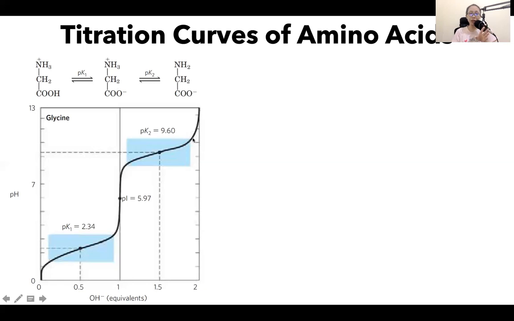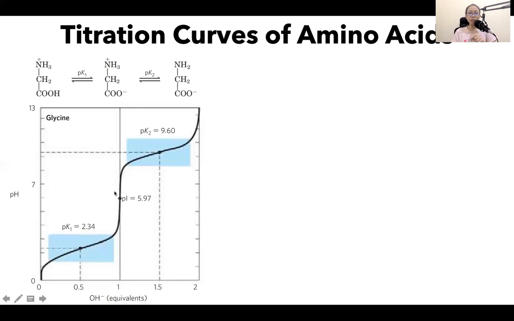As we see here, the graph is supposed to show the inflection point, but the second equivalence point occurs at a very, very high pH, such that it is impossible to measure with a pH meter. That is why it's not visible in this titration curve.